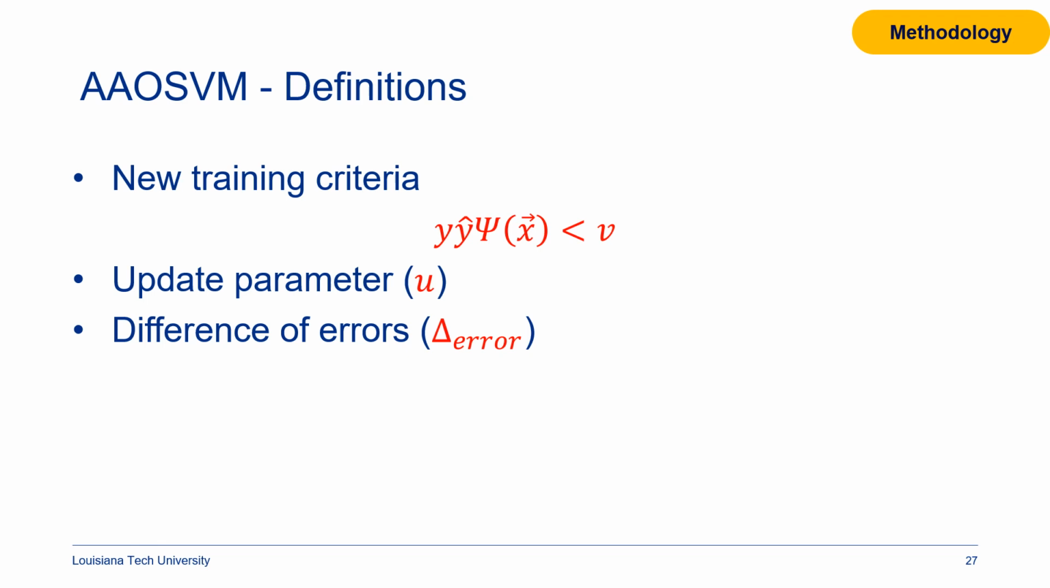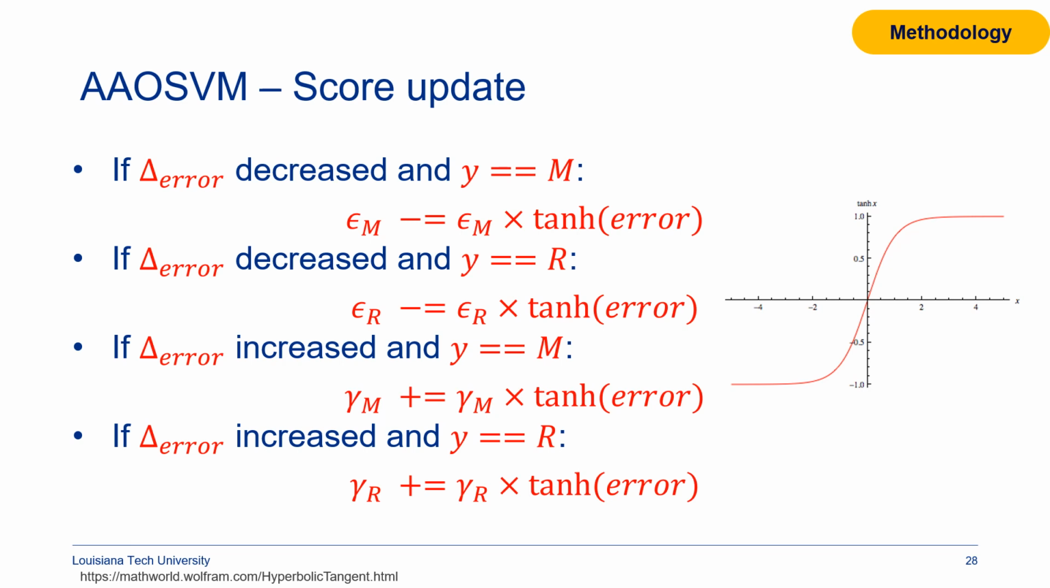The update parameter u decides if the scores are going to be updated or not. The difference of errors, delta error, is just the previous error minus the current error. We did the score updates by the use of a hyperbolic tangent. To update the utility of a sample, we subtracted each sample's respective utility by itself, scaled by the hyperbolic tangent of the delta error. The intuition is that it will increase the utility of the sample as the error goes down. In a similar way, we updated the costs but adding instead of subtracting.